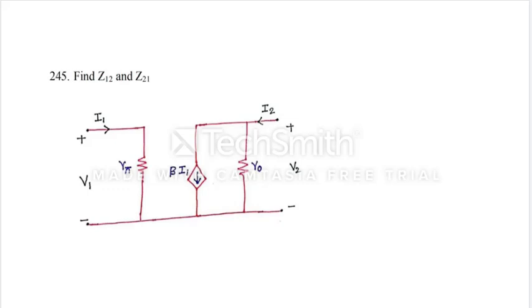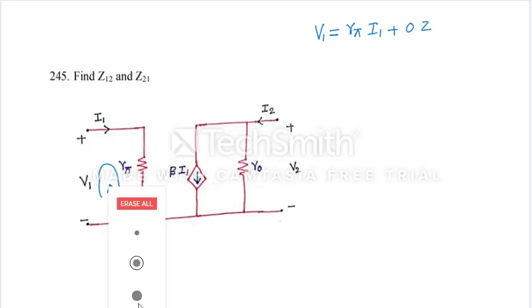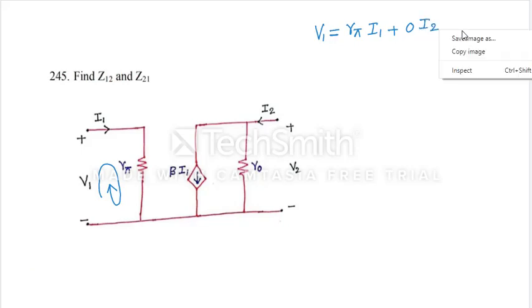Next, find Z12 and Z21. I can apply KVL here for this loop. Now tell me the equations. What I can say here: V1 is equal to R pi into I1 plus 0 into I2. I can say 0 into I2, isn't it?